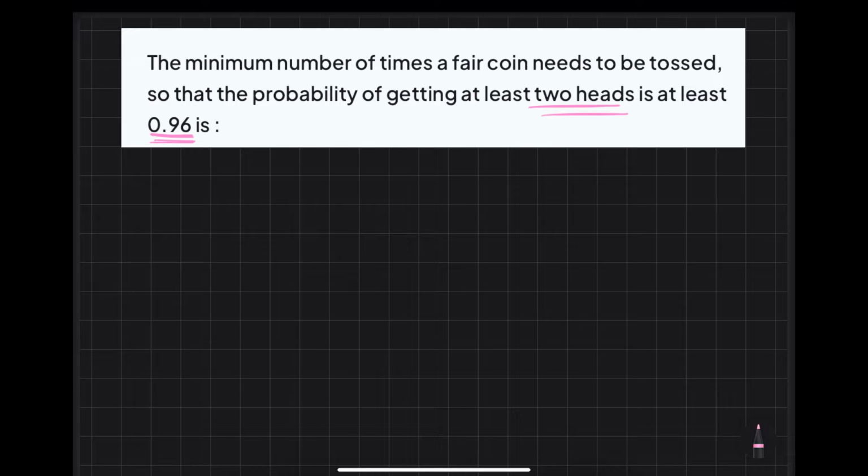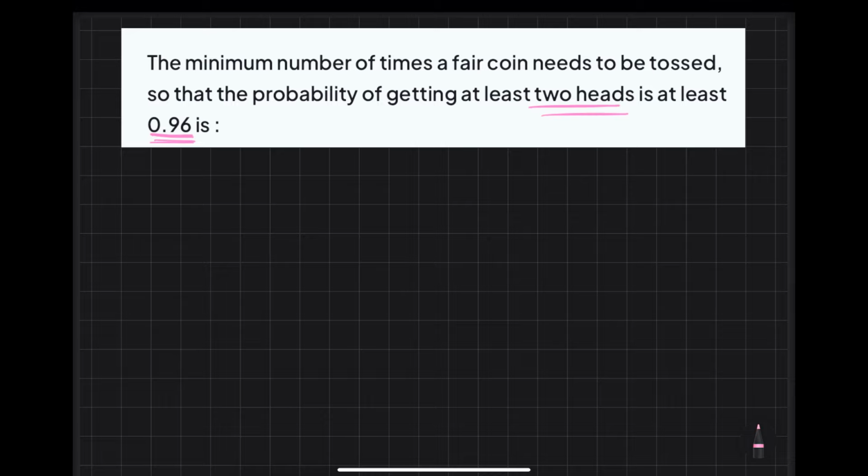Okay, now look at this. These guys are talking about at least two heads. So you know that if they talk about at least two heads, you have to convert this thing into exactly. So two heads, three heads, four heads, five heads, dot dot dot, n heads. So there are so many cases, no? So in this kind of situation, we will apply the concept of complement.